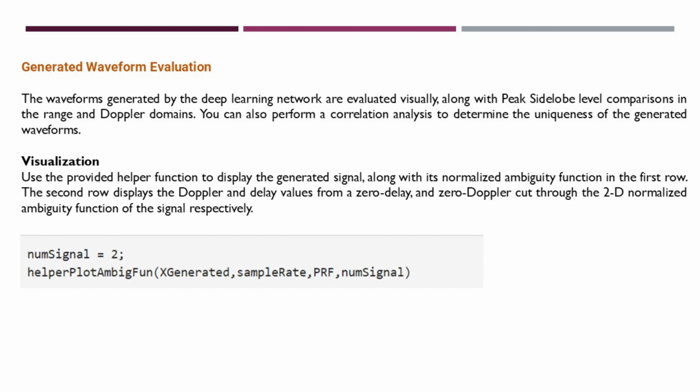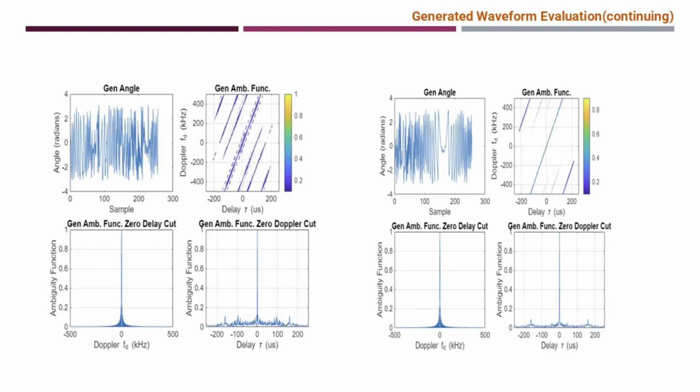Generated waveform evaluation. The waveforms generated by the deep learning network are evaluated visually, along with peak side lobe level comparisons in the range and Doppler domains. You can also perform a correlation analysis to determine the uniqueness of the generated waveforms.